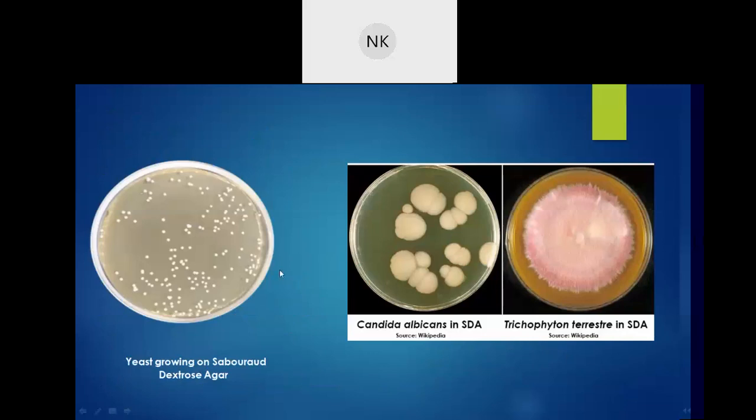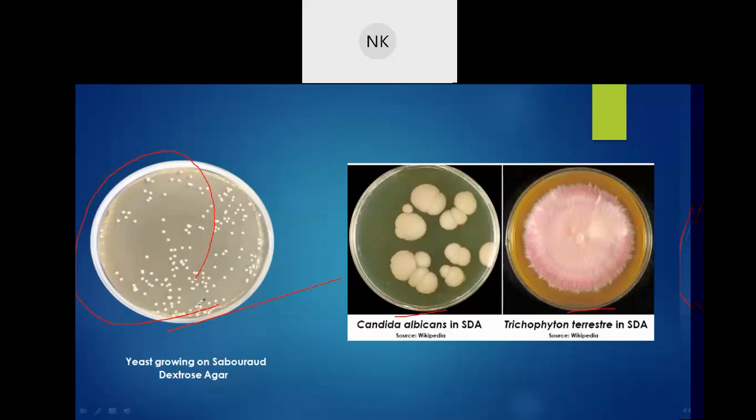So this is an image representing the Sabouraud's dextrose agar and yeast growing on it towards the left side. So this one is a Sabouraud's dextrose agar media on which yeast is growing. So you can see the difference, observe the difference here for Candida albicans and one of the other fungi, that is Trichophyton terrestre, which is growing on Sabouraud dextrose agar media. So you can see the difference here.